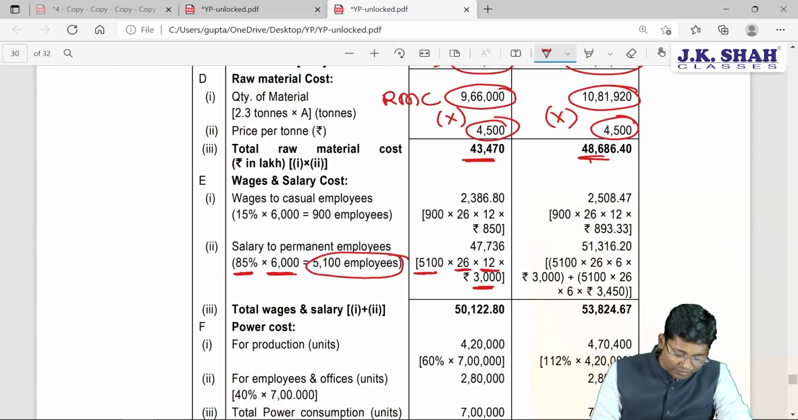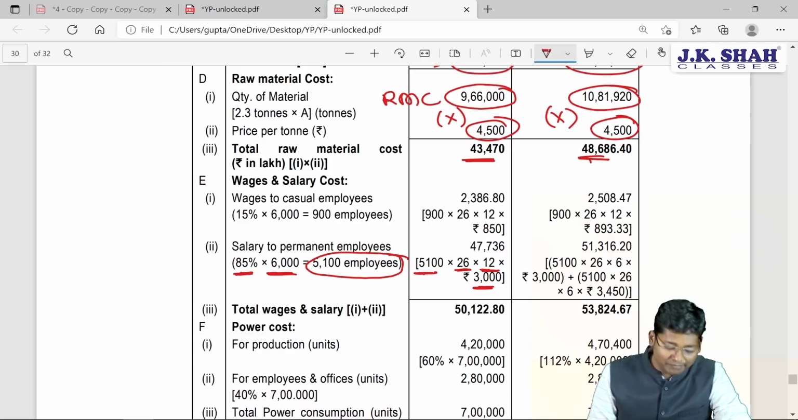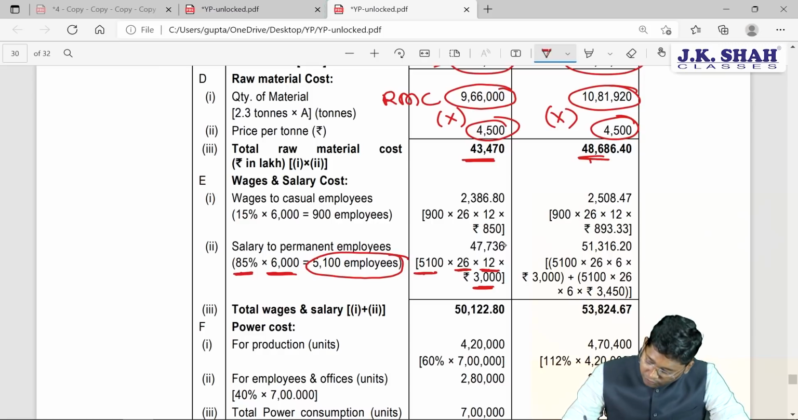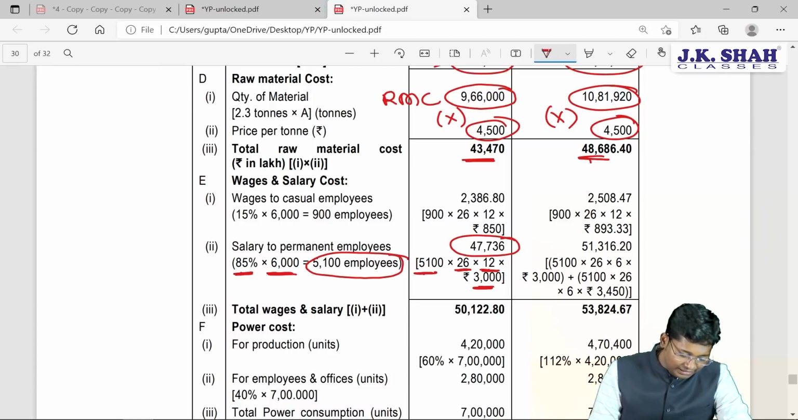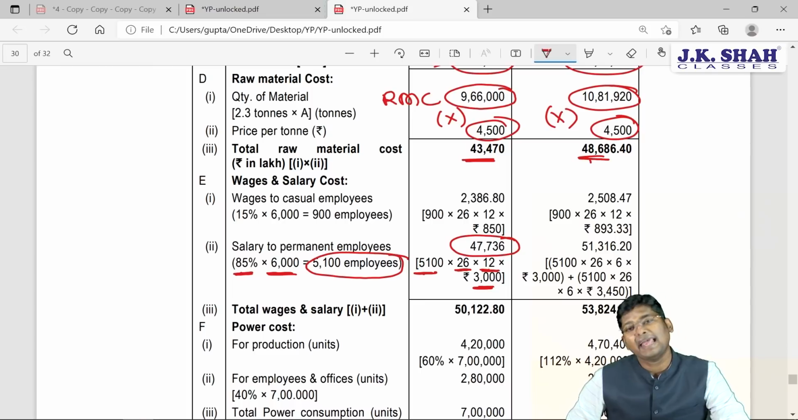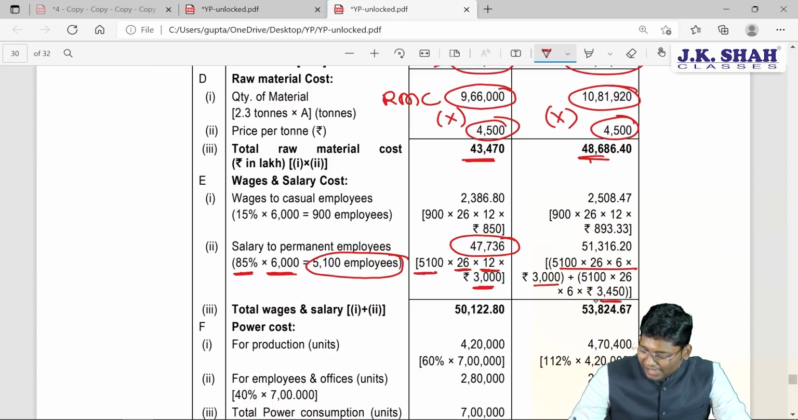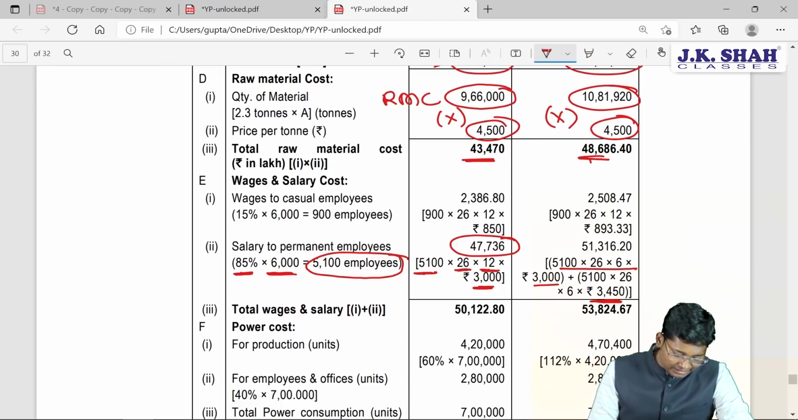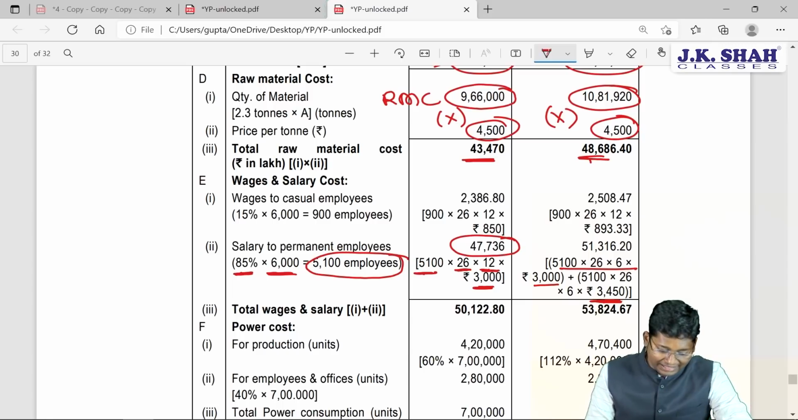So per month amount is available on my calculator, and to get the annual figure, we are going to further multiply it by 12. So you are going to get this figure on your calculator. Divide that figure by 1 lakh. You will be getting the answer in lakhs. It is 47,736. Same way, the same amount you need to calculate, but in the same amount certain additional cost is to be incurred, as it is clearly given that a 15% increment is expected in this particular cost.